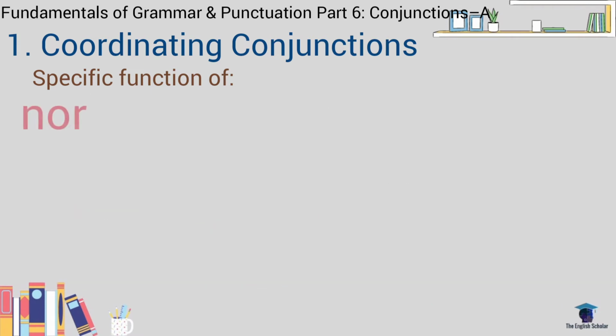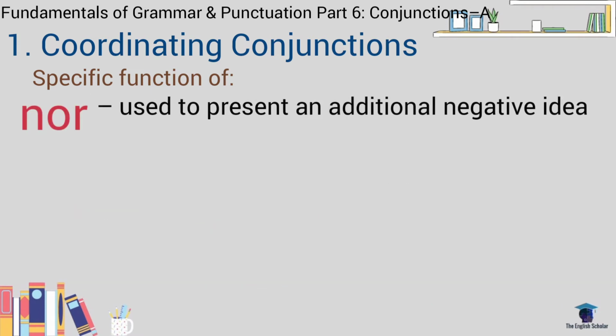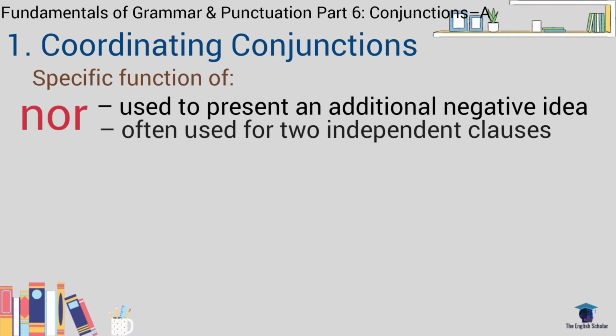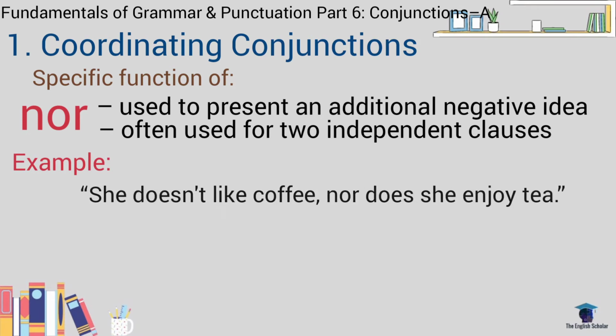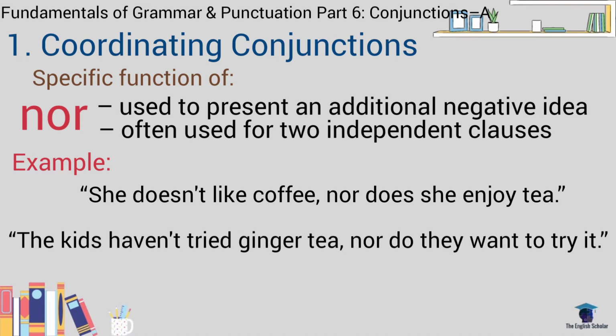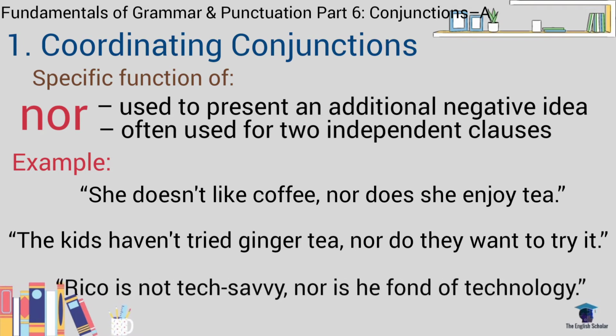Next, nor. Nor is used to present an additional negative idea when a negative idea has already been said. It is often used to join 2 negative independent clauses. For example, she doesn't like coffee, nor does she enjoy tea. The kids haven't tried ginger tea, nor do they want to try it. Rico is not tech savvy, nor is he fond of technology.